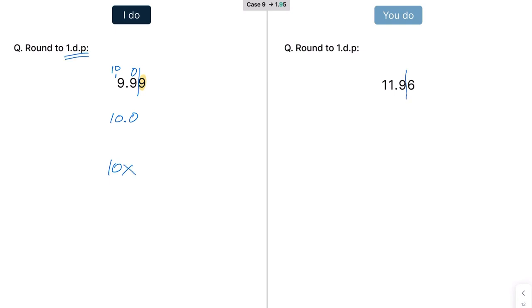So hopefully you've pressed pause and had a go at this. So looking at the decider again, the decider is 6. So that's telling me I need to round the 9 up to a 10. Put the 1 there, carries over. So this becomes a 2. So that is going to be 1, 2. So it's 12.0.